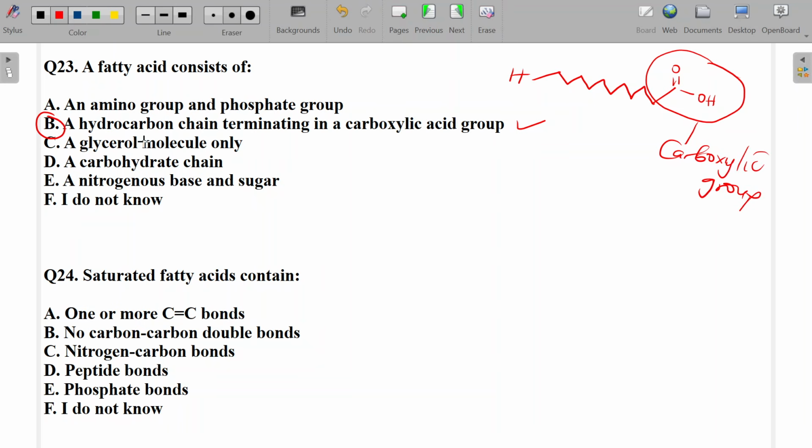Okay. So you're done with 23. Question 24. Saturated fatty acids contain A, one or more carbon to carbon double bonds. B, no carbon to carbon double bonds. C, nitrogen carbon bonds. D, peptide bonds. E, phosphate bonds. F, I do not know.